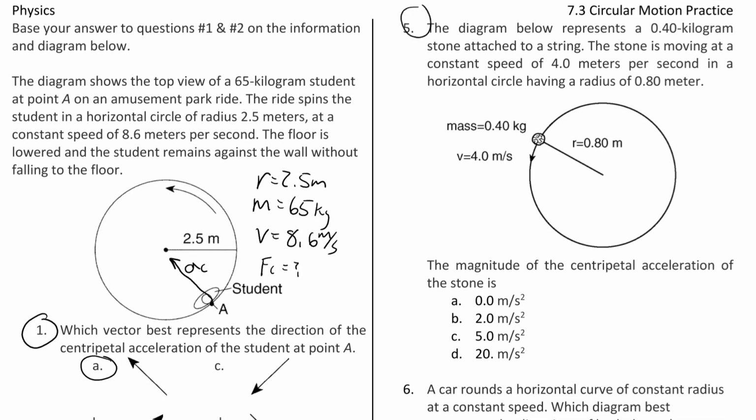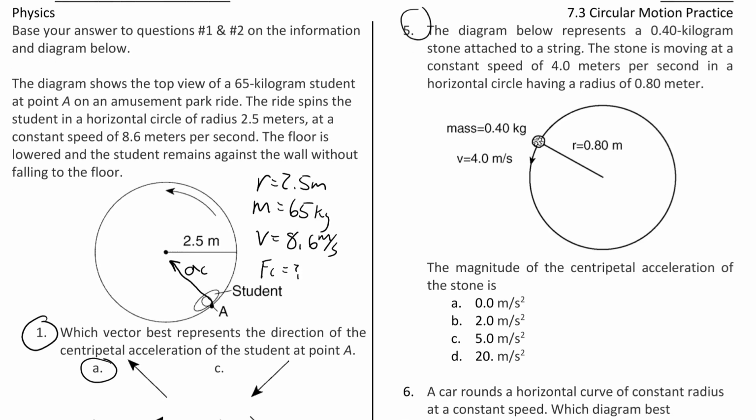Moving on, number 5. The diagram below represents a 0.4 kilogram stone attached to a string. The stone is moved at a constant speed of 4 meters per second in a horizontal circle having a radius of 0.8 meters. The magnitude of the centripetal acceleration of the stone is, alright, it's nice. They put all the stuff for you here.